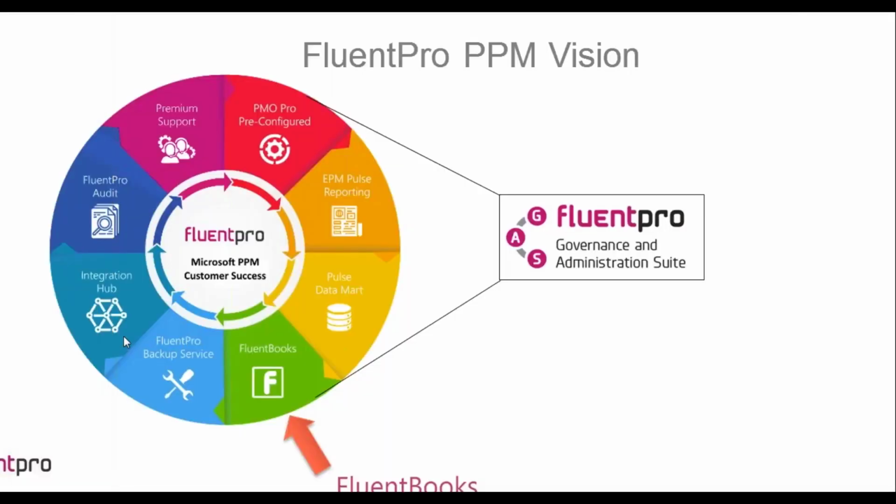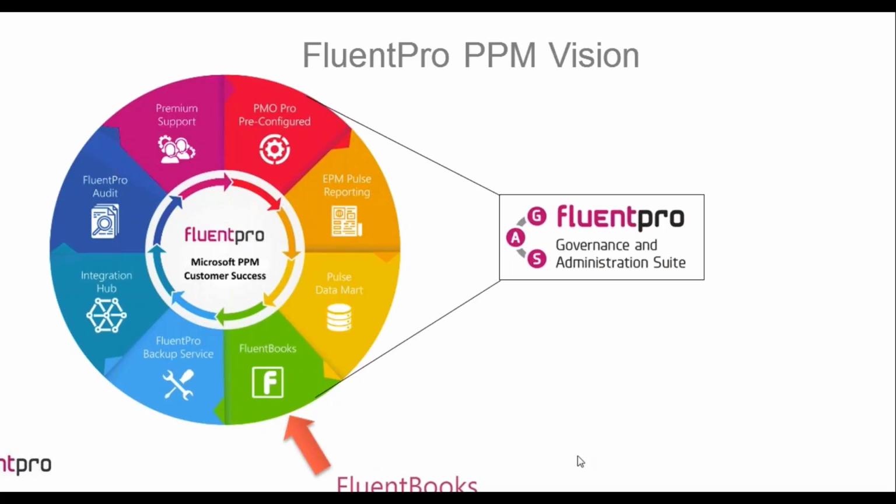So just to put you in context, we have our customer success wheel of products. We try to deliver value to all of you through our services, our products, our cloud services, and today we're going to be talking about FluentBooks. But I also want to introduce that we're moving towards a concept of having a suite, an online suite of products where you're going to be able to accomplish some of the same capabilities that you have today with some of the individual cloud services that we provide.